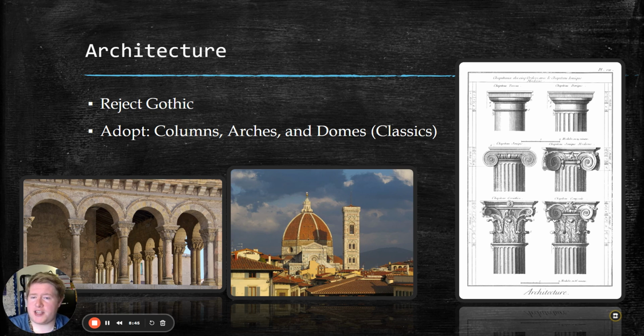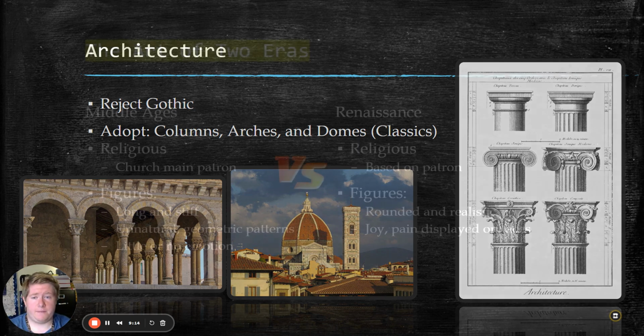So let's talk about architecture. Renaissance architecture heavily rejected the Gothic architecture of the Middle Ages and the medieval period, and they're more so going to adopt things like columns, arches, domes, really harkening back to the classical, ancient Greece and Rome style of architecture. It's where we get things like Corinthian pillars that are heavily popular in the American South. That's from classic ancient Rome, but was brought back during the Renaissance.